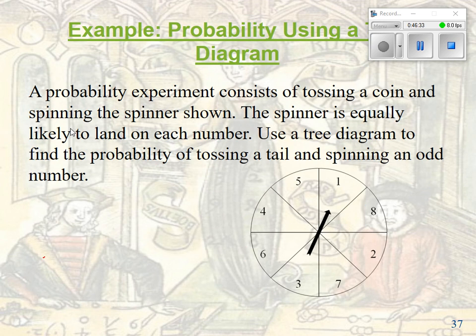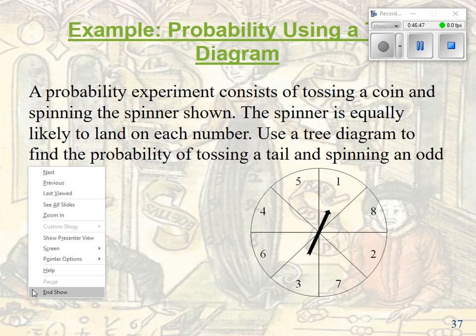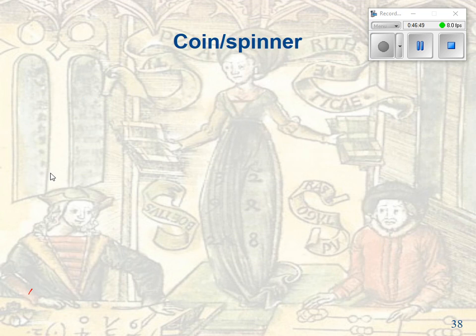A probability experiment consists of tossing a coin and spinning the spinner shown. The spinner's got 8 numbers on it there. Every number on there is equally likely to occur. Use a tree diagram to find the probability of tossing a tail and spinning an odd number. So we're going to make a tree diagram for this. We're going to do heads, tails. Again, I don't like making tree diagrams because it takes a bunch of work.